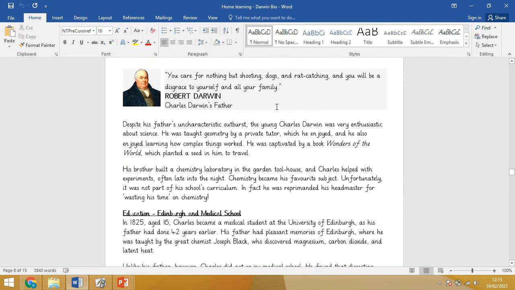Here we go. Look, that's something his father said to him: You care for nothing but shooting, dogs, and rat catching, and you will be a disgrace to yourself and all your family. Something his dad said to him.